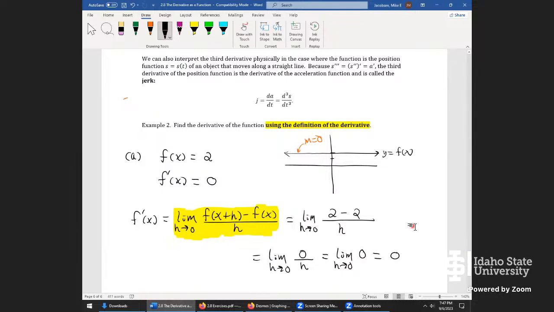Yeah, go ahead. So when you're finding this, would this be kind of like finding f of a? It would be, yes. The only difference is we're using x instead of a.